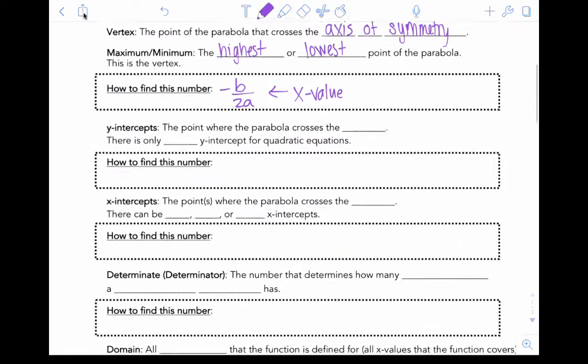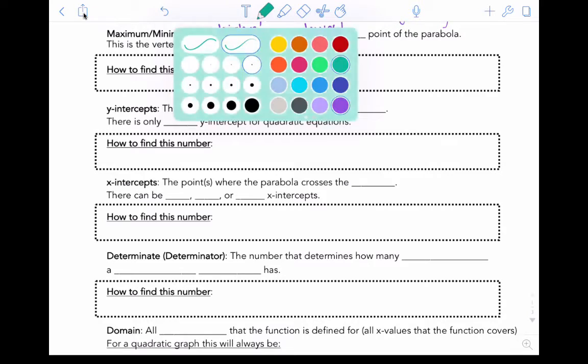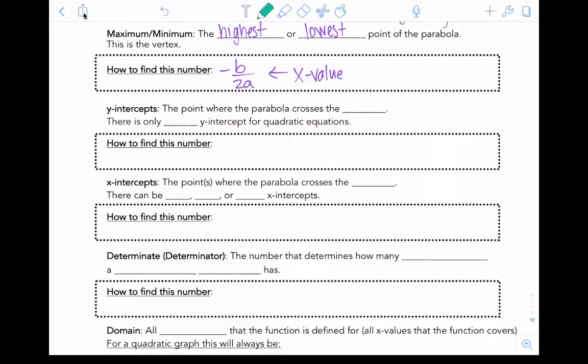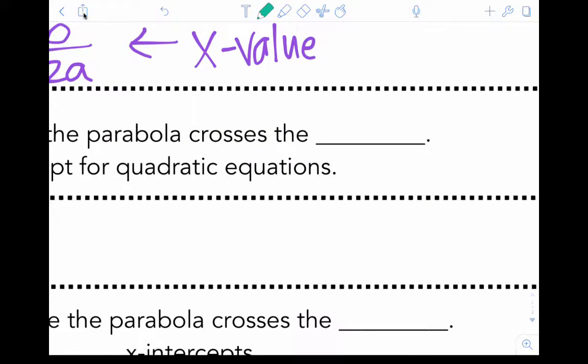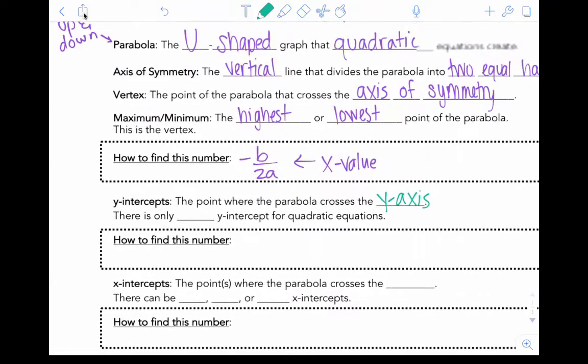All right, now moving on to the next set of words. We have y-intercepts. So the y-intercepts are the points where the parabola crosses the y-axis. For quadratic equations, there's only one y-intercept. There's always only going to be one y-intercept.